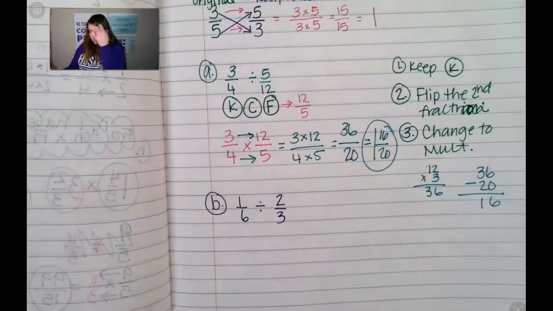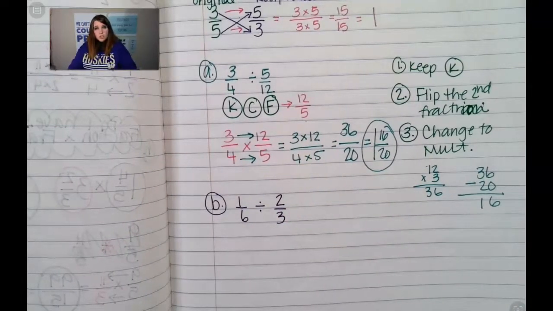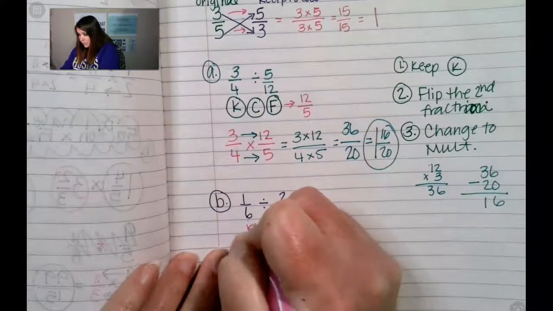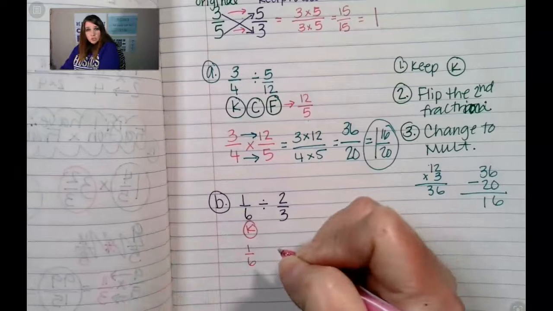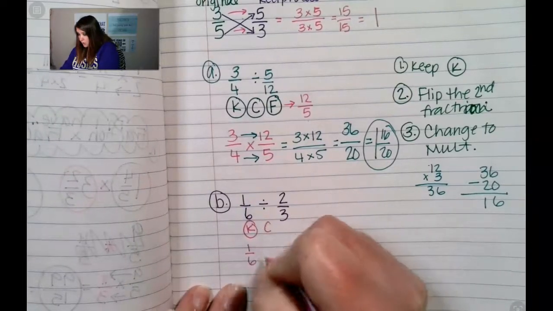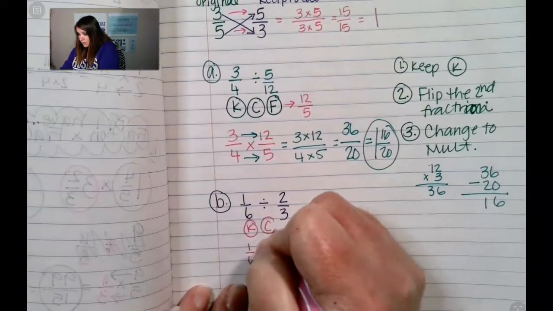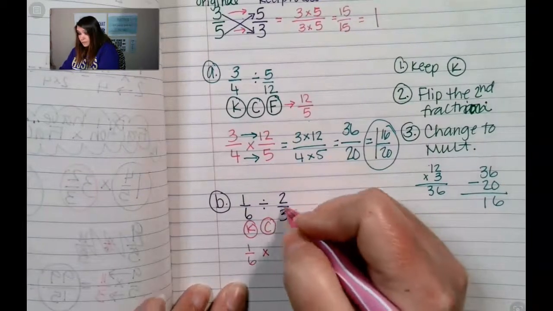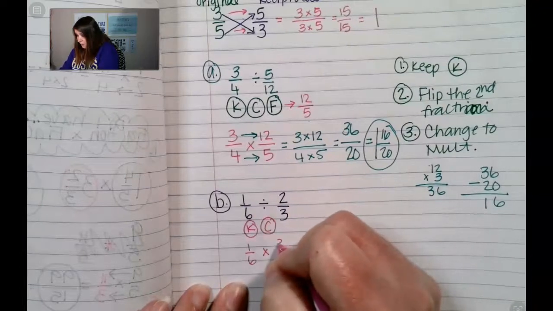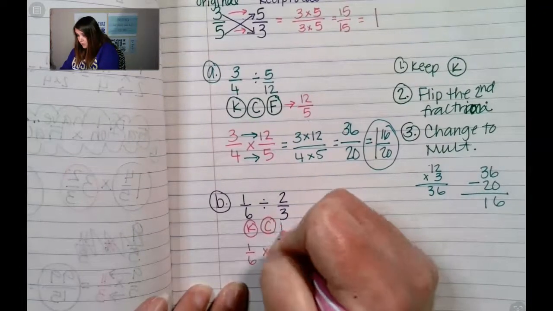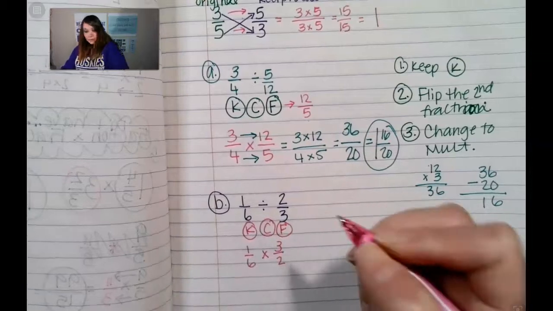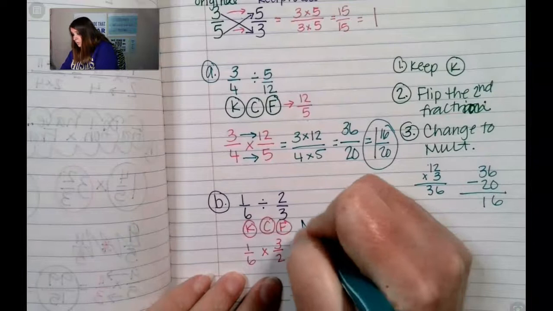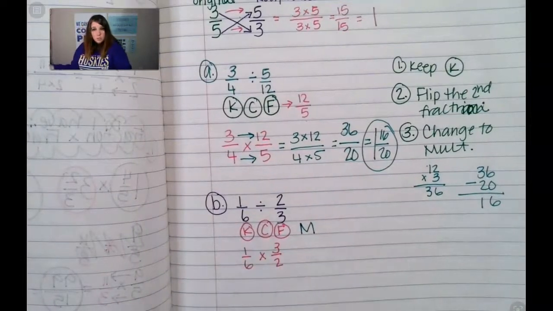2/3. Okay, so I'm going to write down 1/6. I'm going to change, so I'm going to write down multiplication. And then I need to flip. Instead of 2/3, I now have 3/2. So flip is done. Now I'm ready to multiply. Keep, change, flip, multiply.